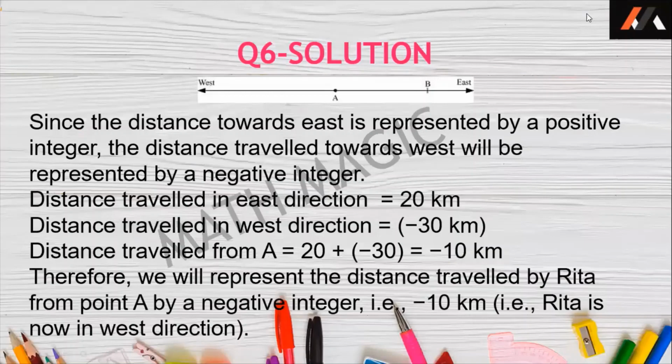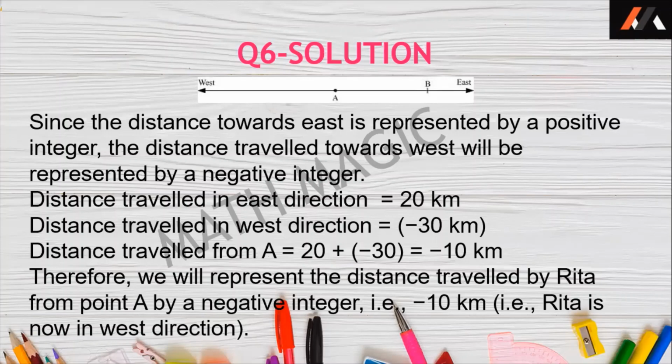The distance towards the east side is represented by a positive integer. So what is opposite to it? West side. So the distance towards the west side will be represented with a negative integer. The distance traveled in the east direction is 20 kilometers and the distance traveled in the west direction is minus 30 kilometer.